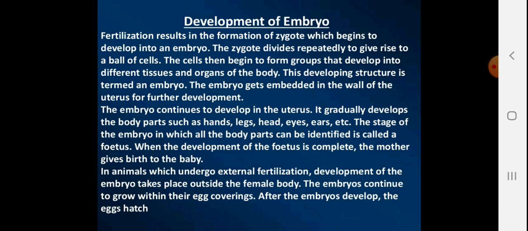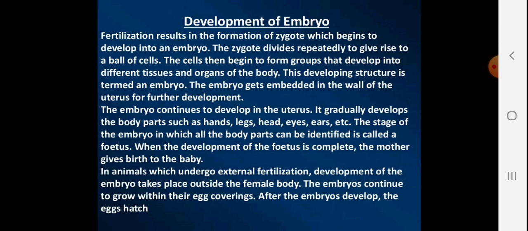Fertilization results in the formation of a zygote, which begins to develop into an embryo. The zygote divides repetitively to give rise to a ball of cells. The cells then begin to form groups that develop into different tissues and organs of the body. This developing structure is termed the embryo. The embryo gets embedded, that means it gets fixed in the wall of the uterus for further development, because it has to reside for nine months in the uterus for further growth and development.